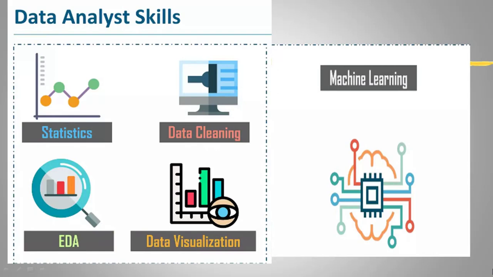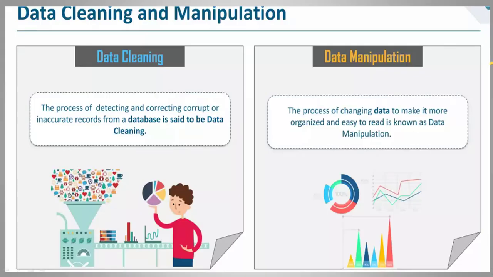Data analyst skills. You should have multiple skills if you want to become a data analyst. First of all, you should know statistics. You should be able to identify and analyze your data very minutely and accurately, because your data is coming in terabyte form. You should know how to clean your data, and how to work with missing values. You're going to use EDA, that is exploratory data analysis, data visualization, and machine learning. You're going to train your machine to analyze your data. So these are the skills a data analyst should have.